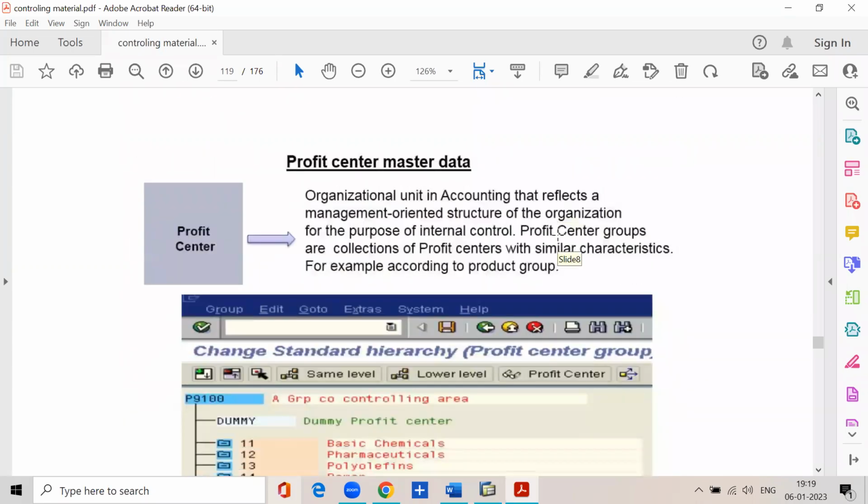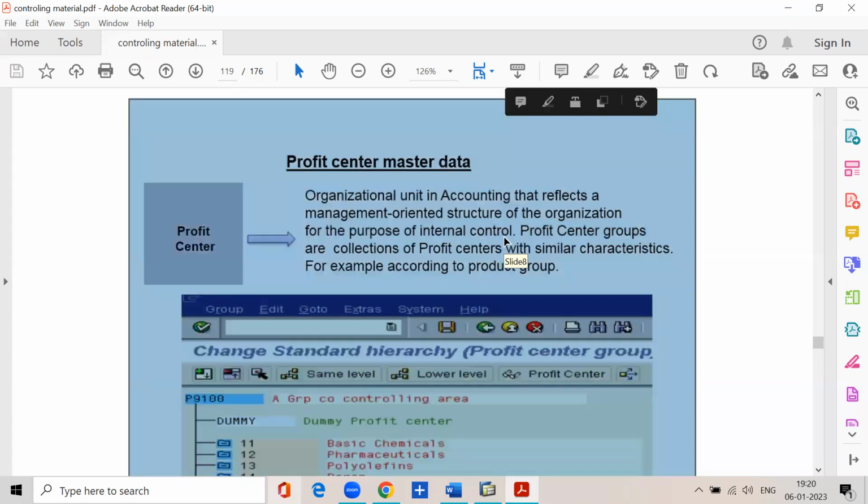So what is the profit center? It is an organization unit in accounting that reflects a management-oriented structure of the organization for the purpose of internal control. This is all for the interview purpose, right? For your understanding purpose, profit center is nothing but a product or product lines.